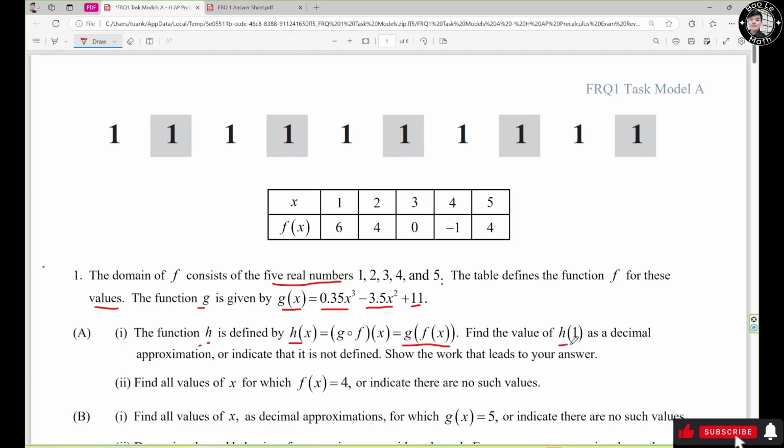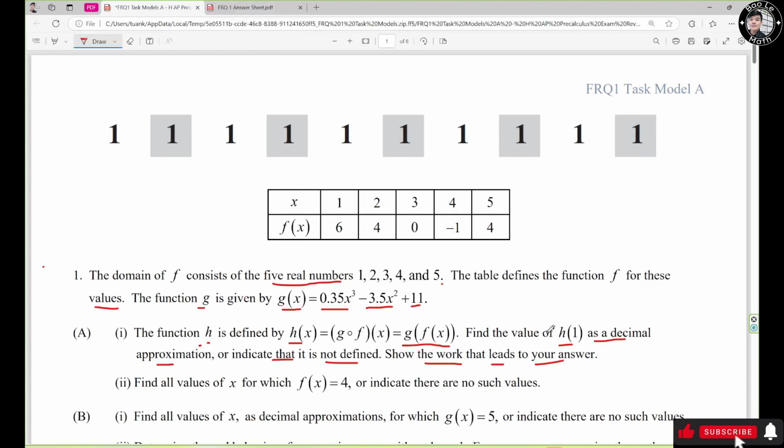Find the value of h of 1 as a decimal approximation or indicate that it's not defined. You must show your work that leads to your answer. So keep that in mind. This one is calculator active. So even though you are allowed to use the calculator, you must show your work. So keep that in mind.